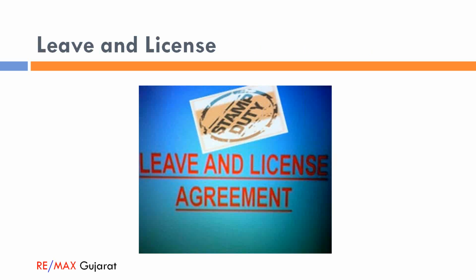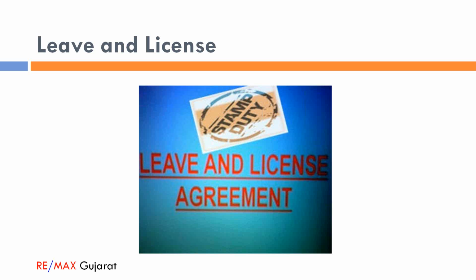A leave and license agreement is one of the most popular ways adopted by parties to ensure that the letting of property does not amount to a lease under tenancy or rent legislation. So unlike a tenancy or lease, a leave and license agreement does not create any property right in favor of the person who occupies the house, that means the licensee.